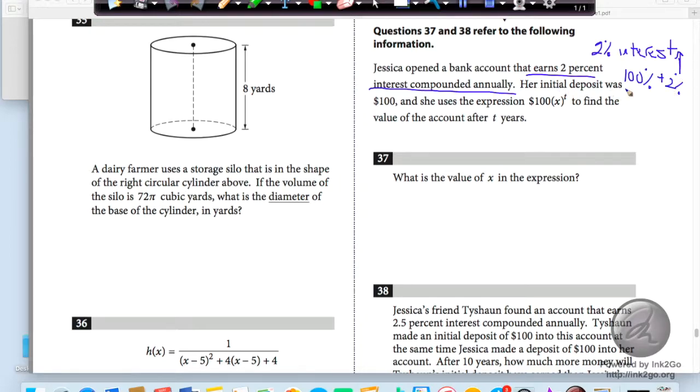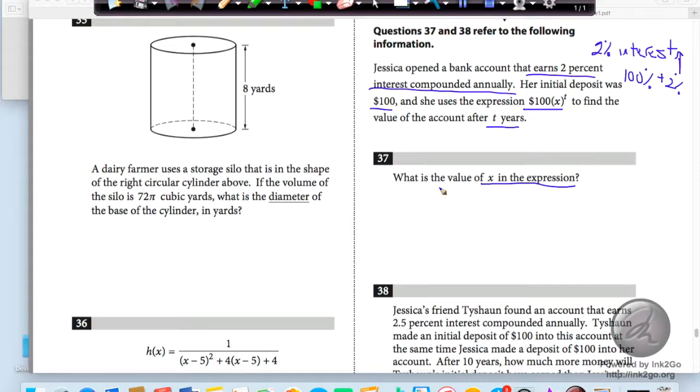It says her initial deposit was $100, and she uses the expression 100 times x to the power of t to find the value of the account after t years. So t is representing the amount of years. x is representing most likely her compounded interest, or the rate at which her interest is increasing. And 100 is representing her original value, since her initial deposit was 100, just to find the value of the account for t years. What is the value of x in the expression?